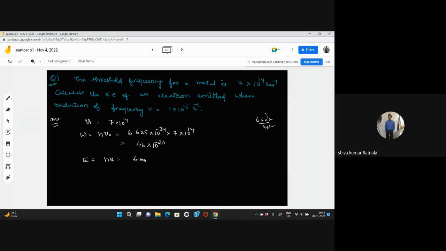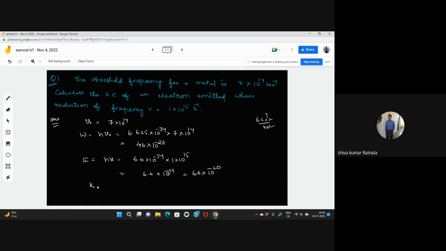And energy incident equals h nu, that will be 6.6 into 10 to the power of minus 34 into 1 into 10 to the power of 15. That means we can write 6.6 into 10 to the power of minus 19. Make it 66 into 10 to the power of minus 20.